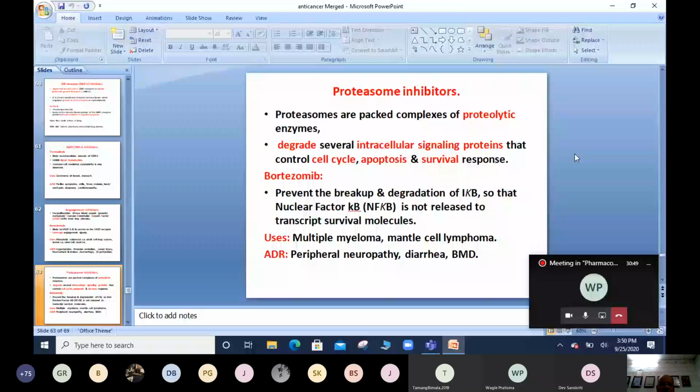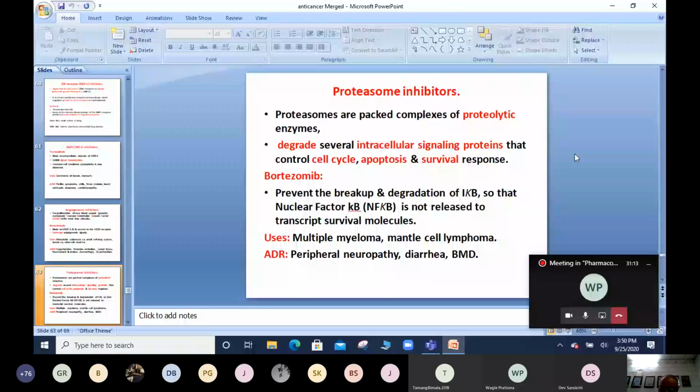Examples: bortezomib. Bortezomib will prevent the breakup and degradation of one factor. What is this? It is called nuclear factor kB. It will prevent the degradation of IkB so that nuclear factor kB is not released to transcribe the survival molecules. Uses: multiple myeloma, mantle cell lymphoma. Adverse effects: peripheral neuropathy, diarrhea, bone marrow depression.